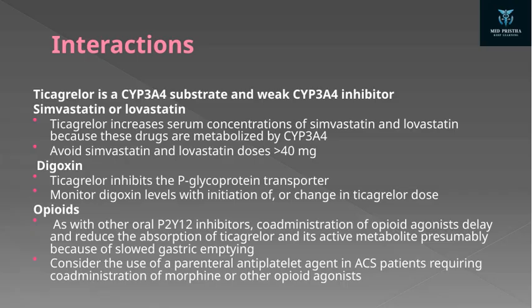Now, regarding opioids, since they are often used in acute coronary syndrome, it's important to note that co-administration of opioid agonists can delay and reduce the absorption of ticagrelor and its active metabolite. This is probably due to slowed gastric emptying caused by opioids. So, in cases where patients require opioids like morphine, it might be better to consider a parenteral antiplatelet agent instead to ensure effective platelet inhibition. Overall, understanding these interactions helps us optimize therapy and avoid complications, ensuring our patients receive safe and effective treatment.